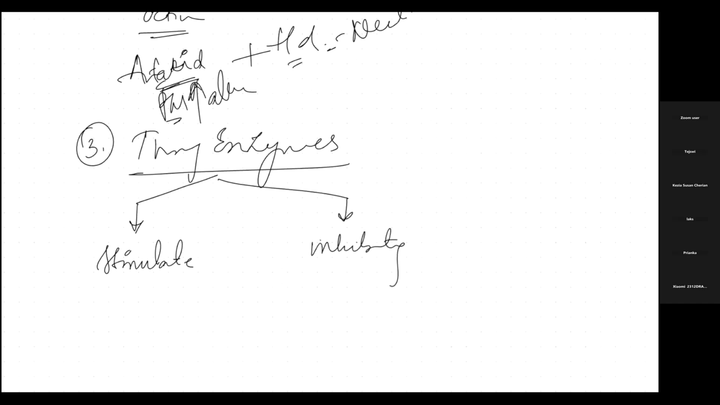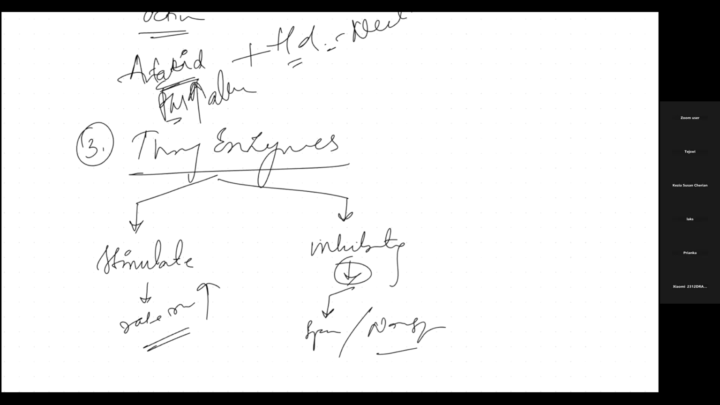I hope that it's clear. So if I'm giving a drug and that drug is stimulating the enzyme, then it's a stimulation action, and if it is inhibiting, then it's inhibitor in action. A drug that stimulates the enzyme increases the rate of reaction. Whereas inhibiting enzymes can be either specific or non-specific. Maybe it is inhibiting a particular enzyme, or maybe it may inhibit a group of enzymes.